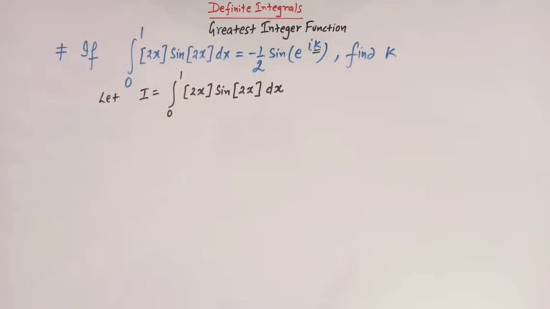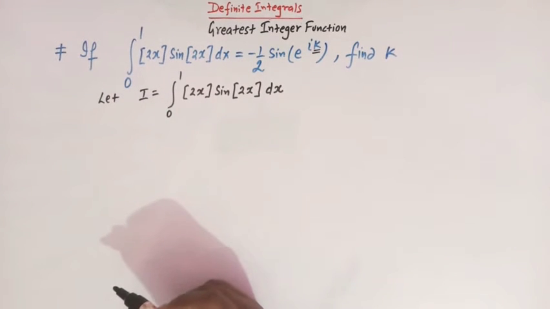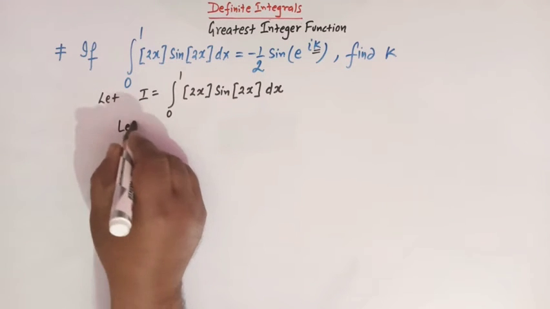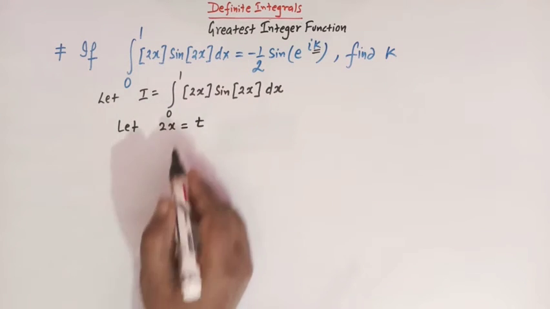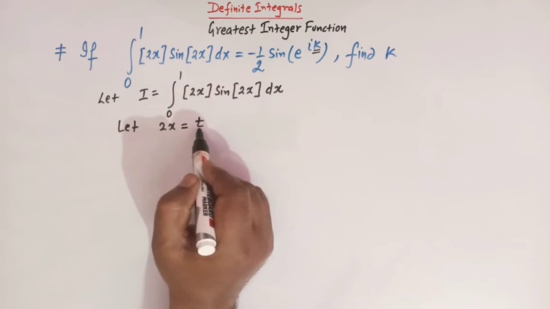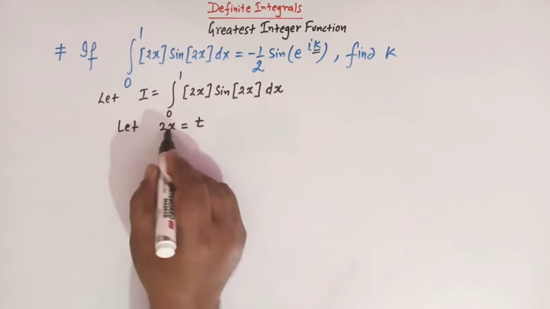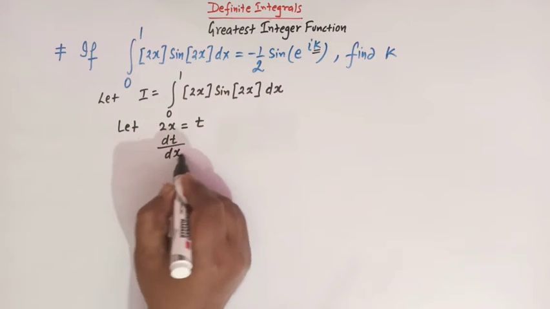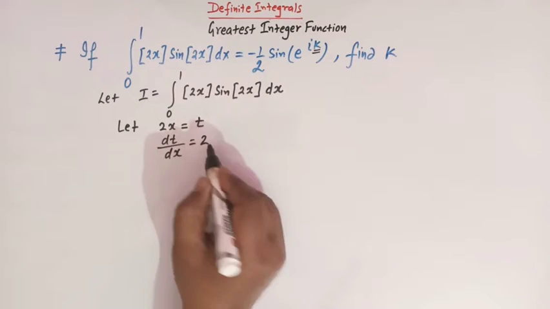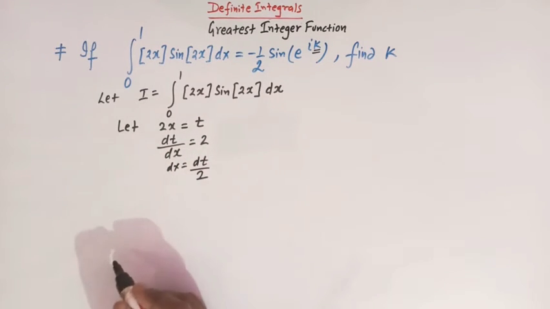Now viewers, in order to find out the value of this integral, we'll make use of the method of substitution. Here we'll take 2x equal to t. It means we are changing the variable x to t. So now we can differentiate both sides with respect to x. So dt over dx is 2, and dx can be written as dt over 2.